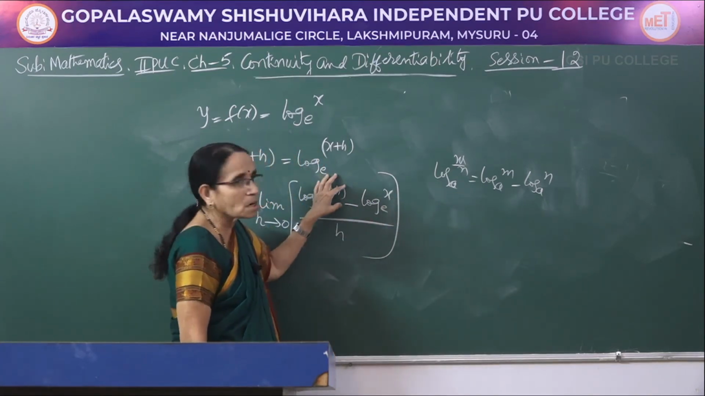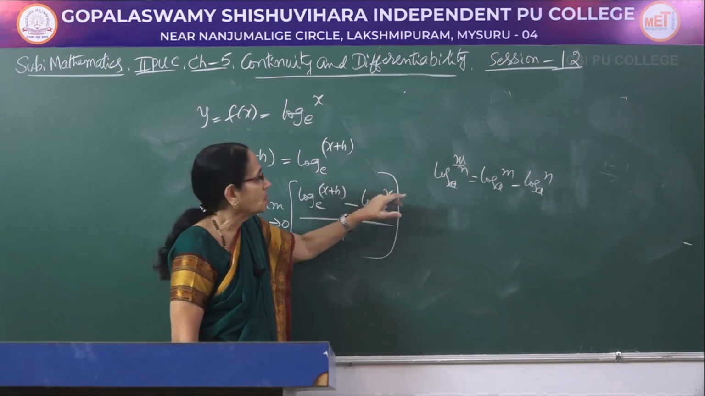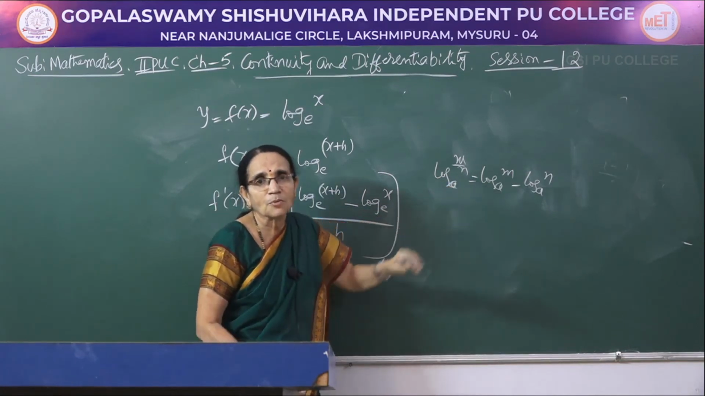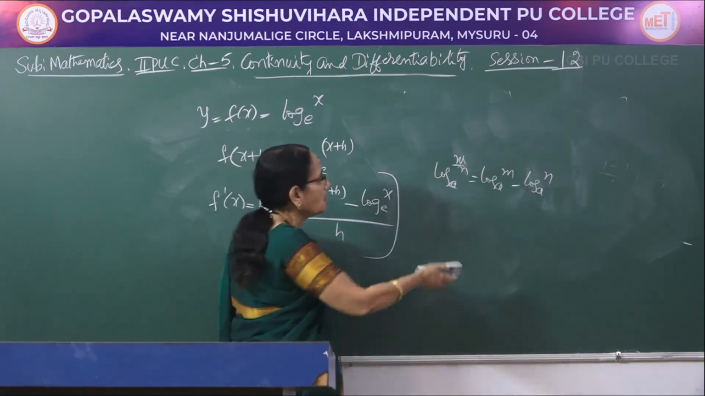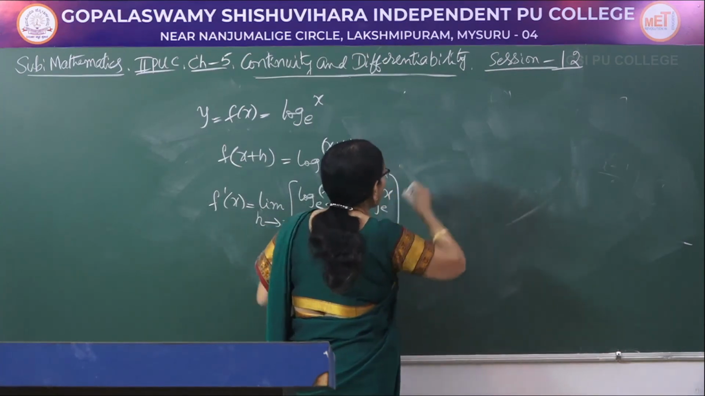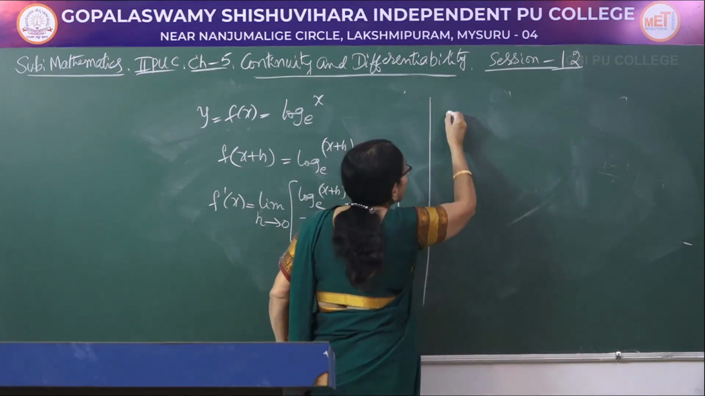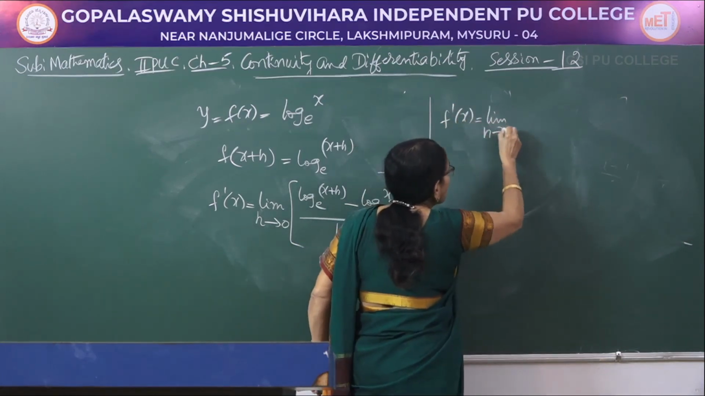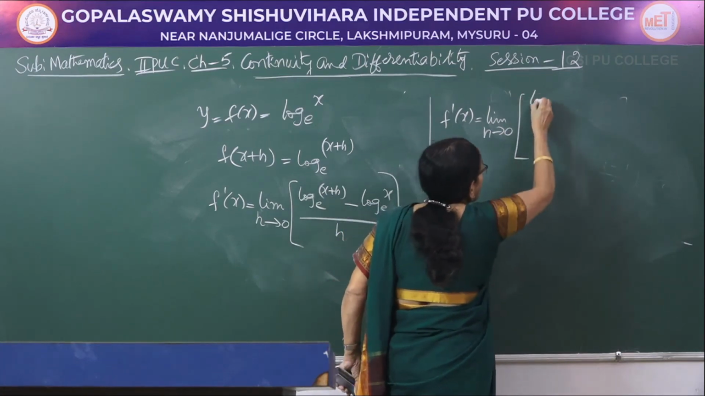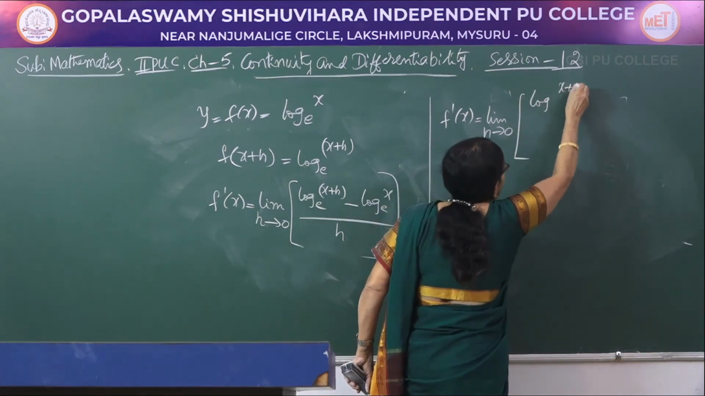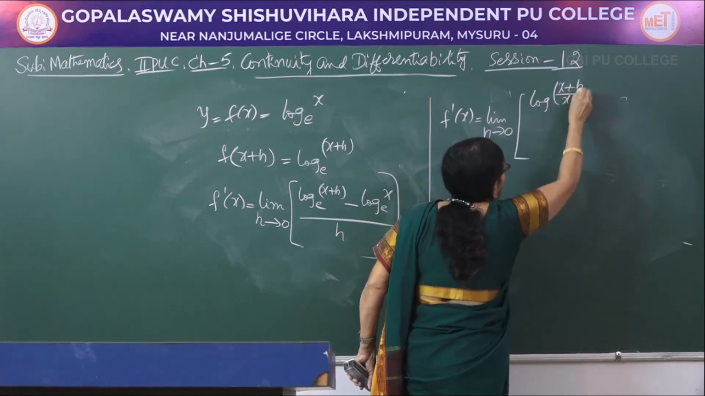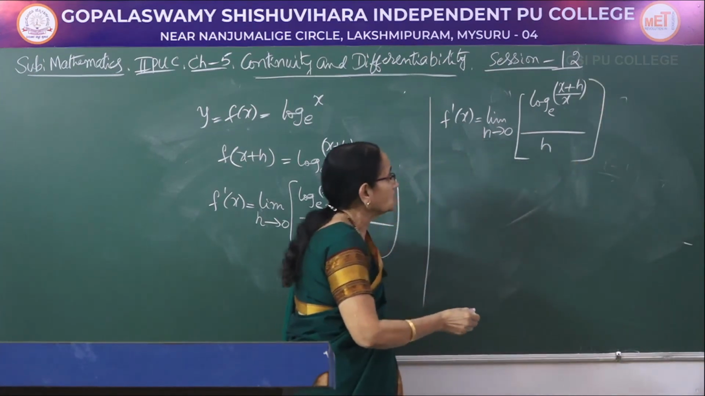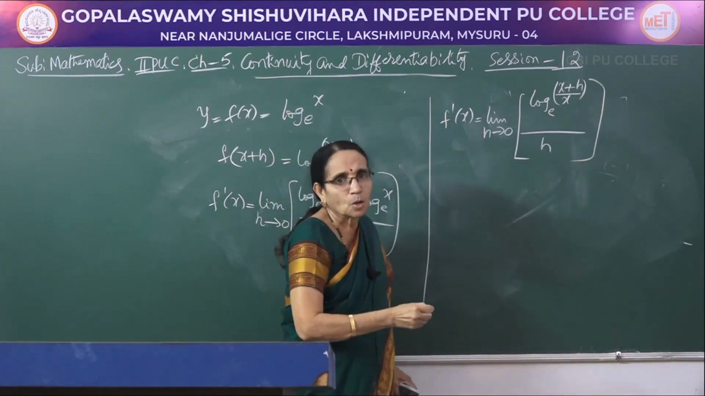Look here, it is log of something minus log of something. This is m, this is n we can take. How do you write this one? It has to be written in the form of a quotient, that is log of m by n. Log of m by n, m is x plus h and n means it is h. So I can write it as limit h tending to 0 of log of x plus h divided by x, to the base e, divided by h. Carefully you write. See, the number itself would be in the form of a quotient.